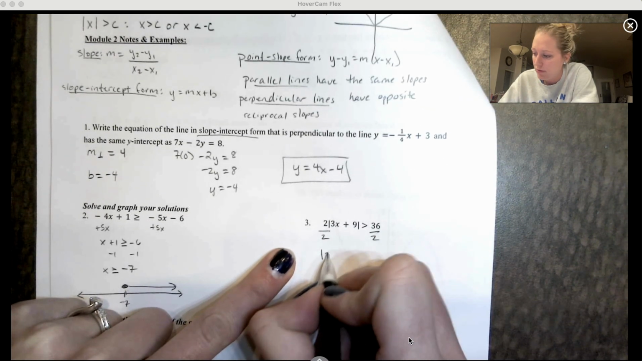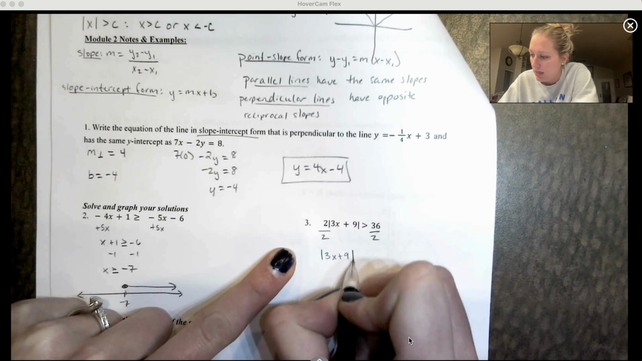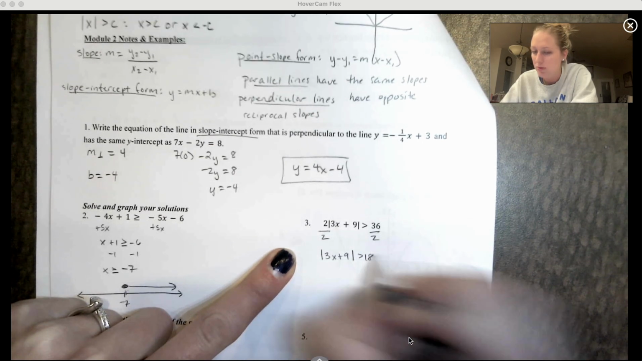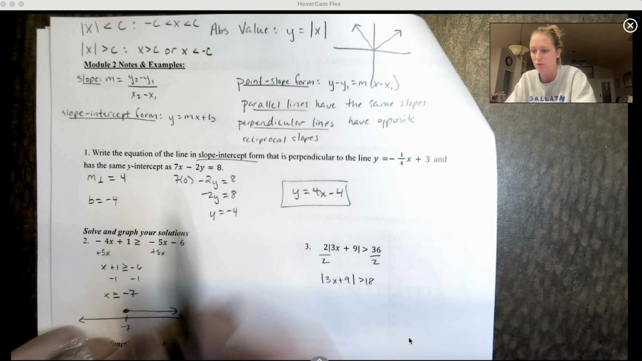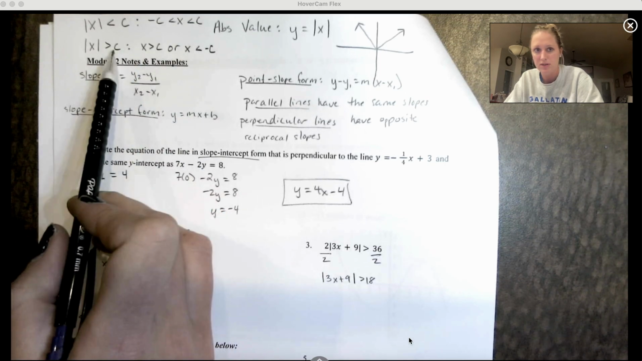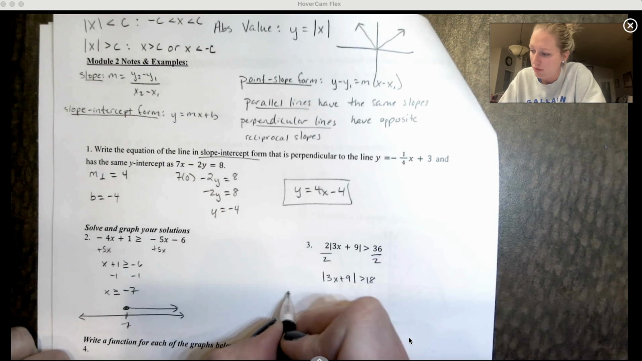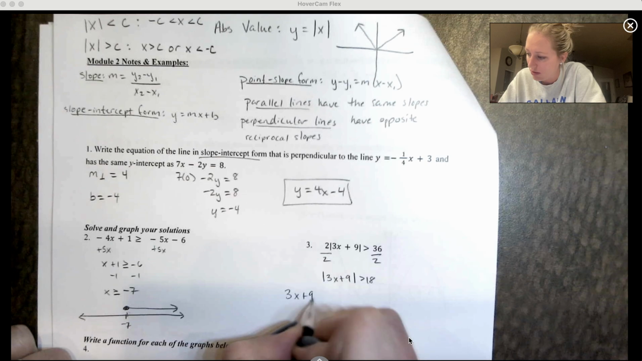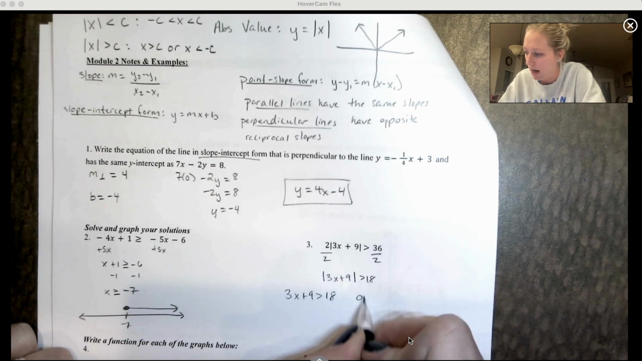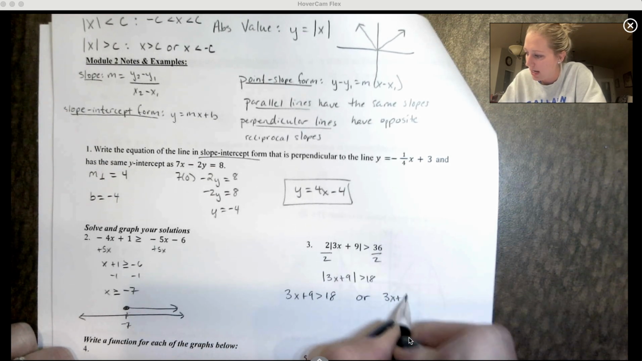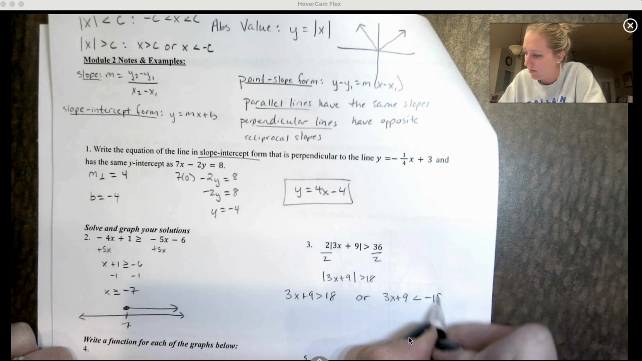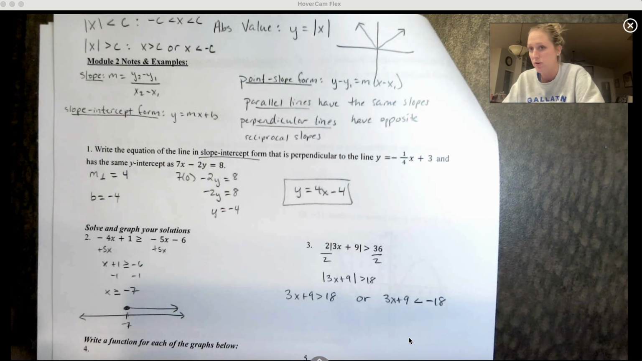So I have 3x plus 9 is greater than 18. Okay, so now this has this format. So I'm going to set up this inequality. So I have 3x plus 9 is greater than 18, just like it is, or 3x plus 9 is less than -18. And then I'm going to solve each of those.